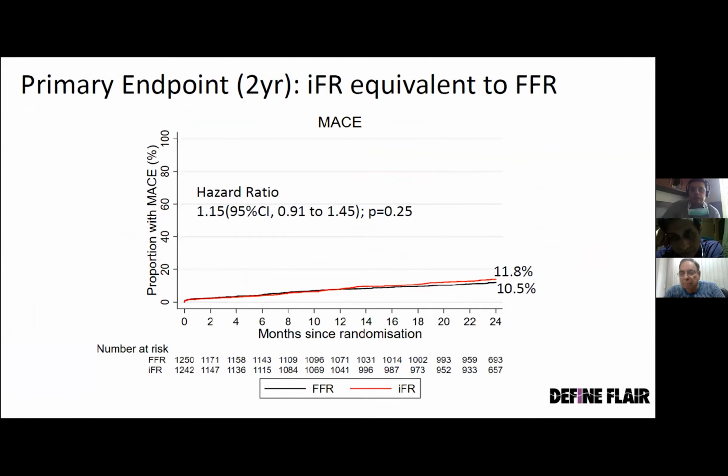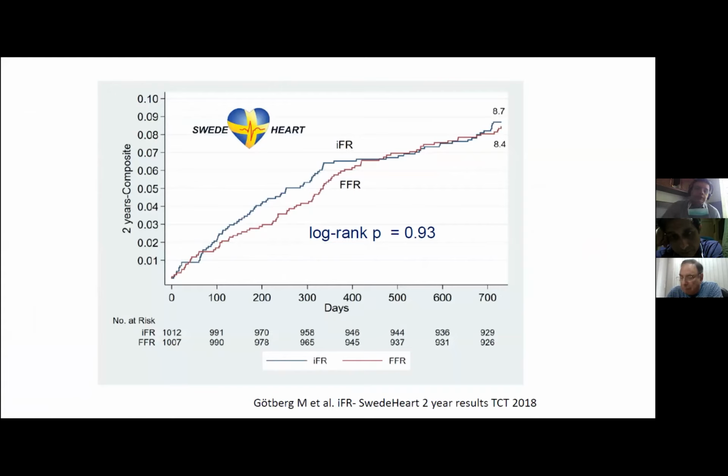The 2-year data has also recently been published. Although it is casually said to be equivalent, the clinical term would be non-inferior. The primary endpoint was the proportion with MACE, which was similar between the FFR group as well as the iFR group, both in the DEFINE-FLAIR trial as well as in the SWEDEHEART trial at 2 years of follow-up.